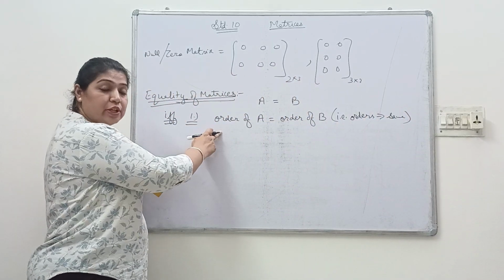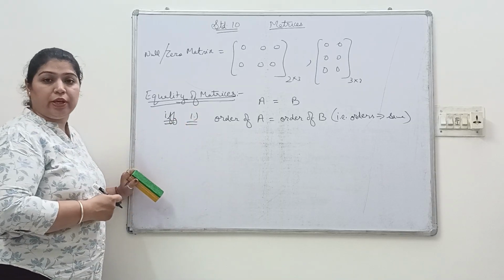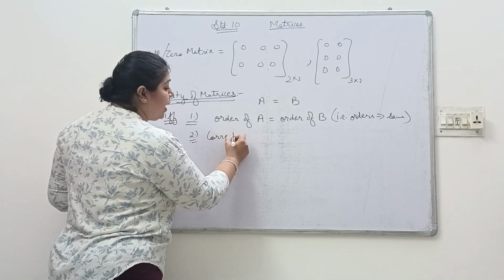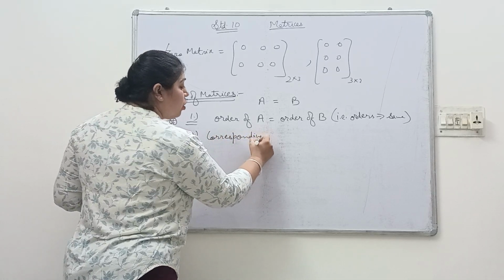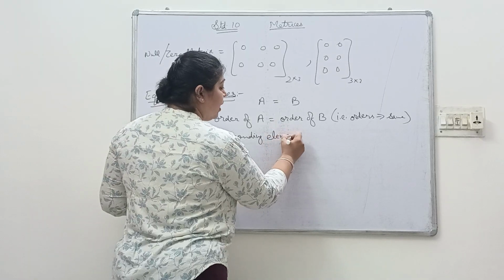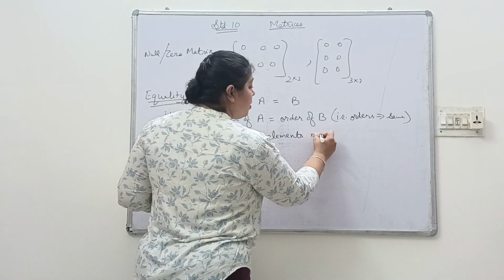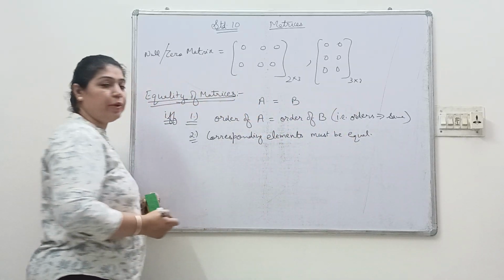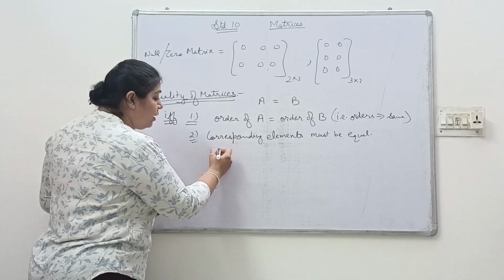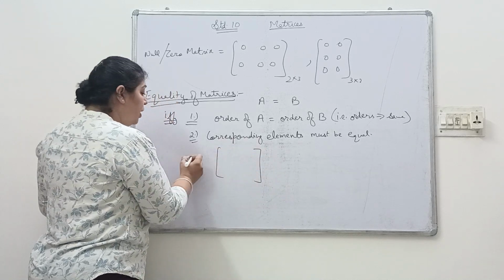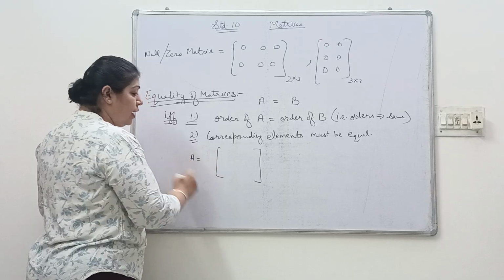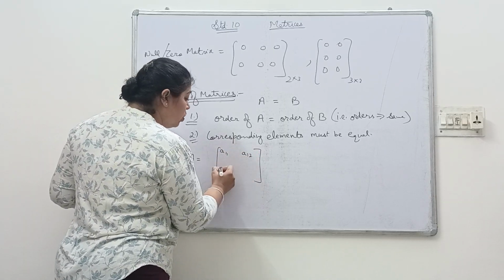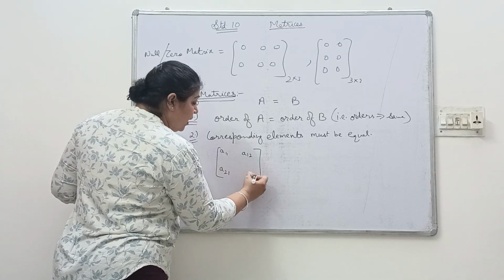But this is not a sufficient condition for the two matrices to be equal. For this, we also need to show that the corresponding elements must also be equal. Corresponding elements means, let us suppose I have a matrix A having elements A11, A12, A21 and A31.